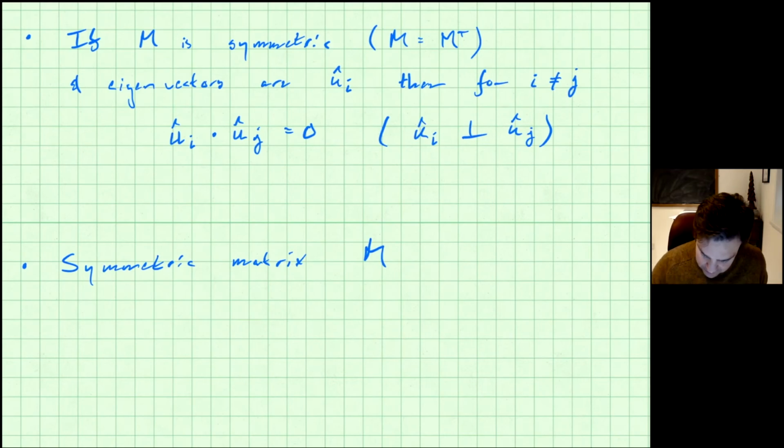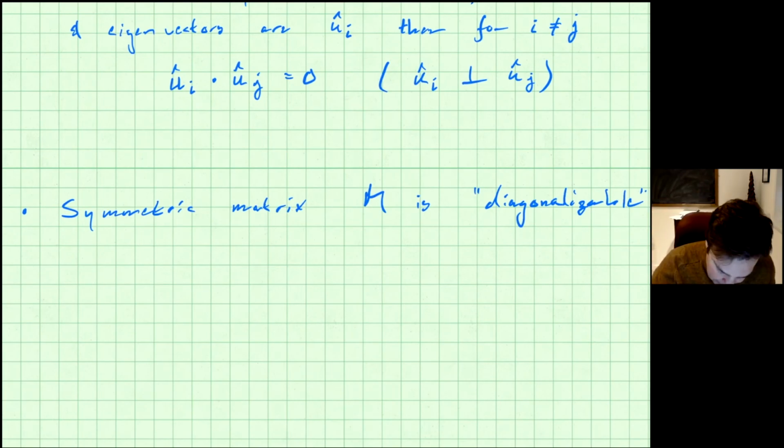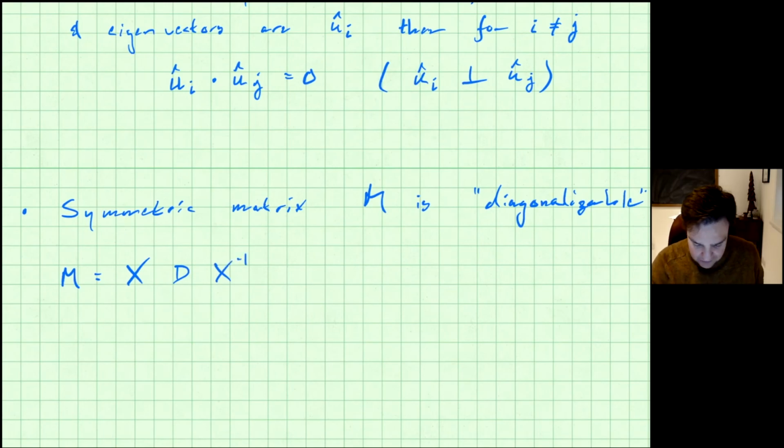These guys, a symmetric matrix M is what we call diagonalizable. It's a long word, diagonalizable. What it means is that you can express the matrix in the following way. It means that you can write M as the product of three different matrices: a matrix that I'll call X, times the matrix that I'll call D, and then times the inverse of the matrix X. And these matrices will look like this.